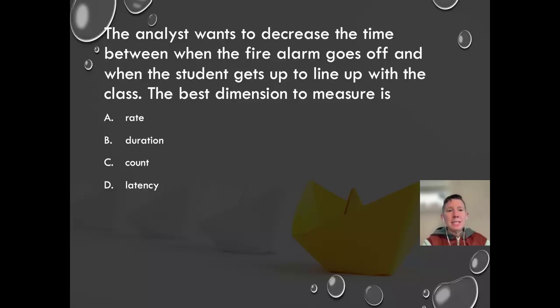The analyst wants to decrease the time between when the fire alarm goes off and when the student gets up to line up with the class. The best dimension to measure is A, rate, B, duration, C, count, or D, latency.